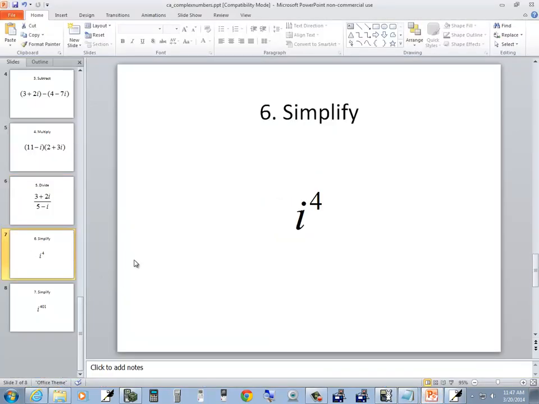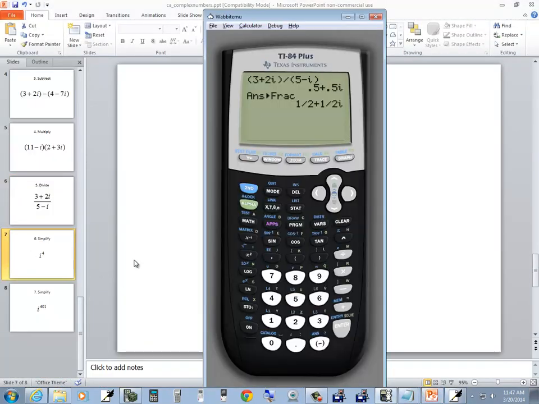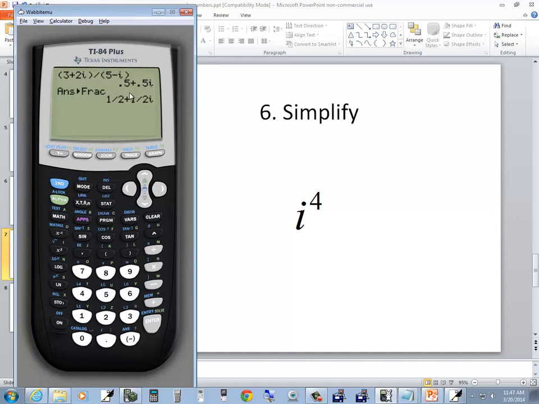Let's take a look at this one. i to the fourth. Well, i to the fourth, you pretty well just type in as we see it. So I do second decimal for the i, and then I'll do caret. That's how I always do power. 4, and then press enter. And our answer is 1.